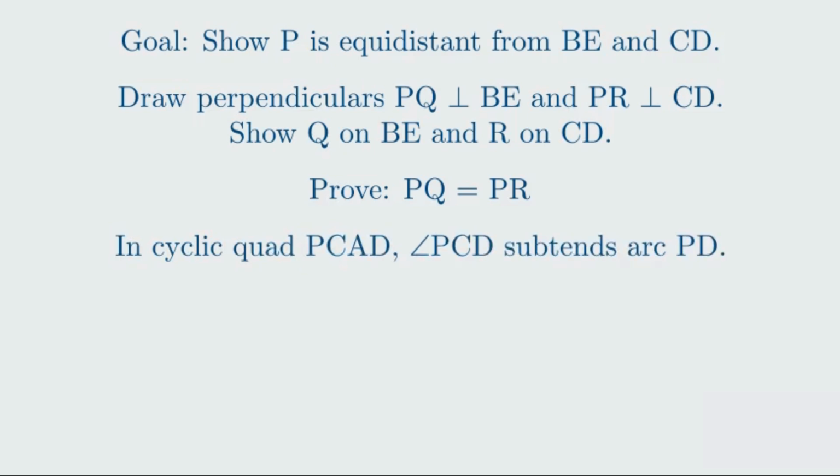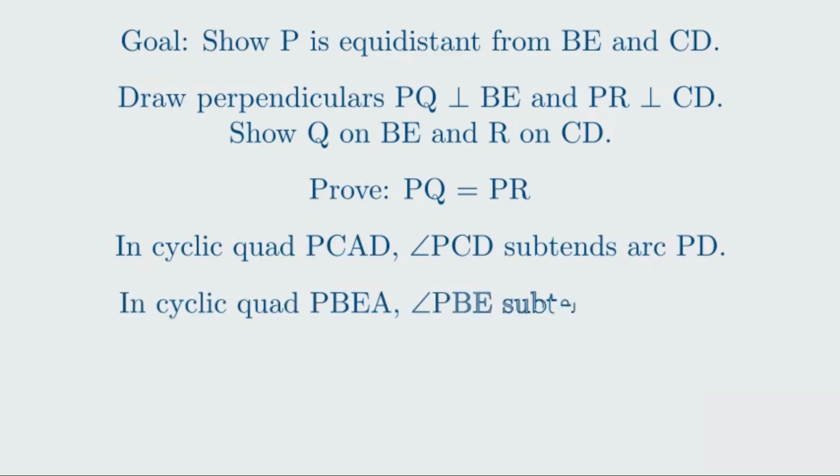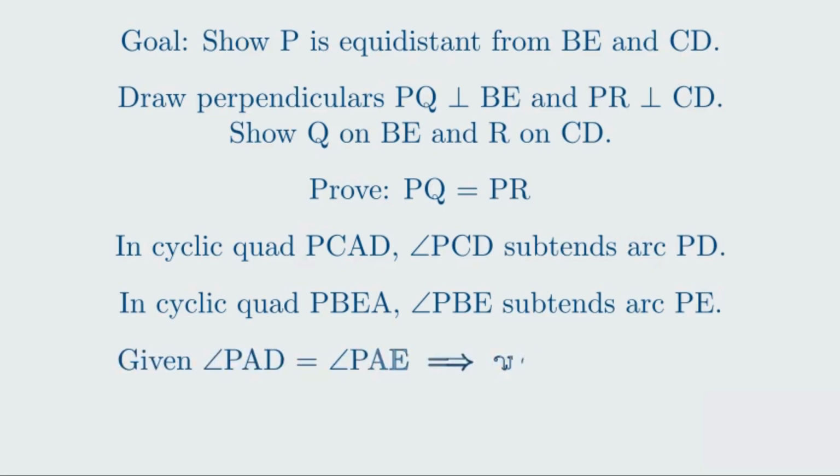In cyclic quadrilateral PCAD, the angle PCD subtends arc PD. The angle PAD subtends arc PD. Similarly, in cyclic quadrilateral PBEA, the angle PBE subtends arc PE. The angle PAE subtends arc PE. Since the given condition is that angle PAD equals angle PAE, it follows that the angle subtended by PD is equal to the angle subtended by PE.